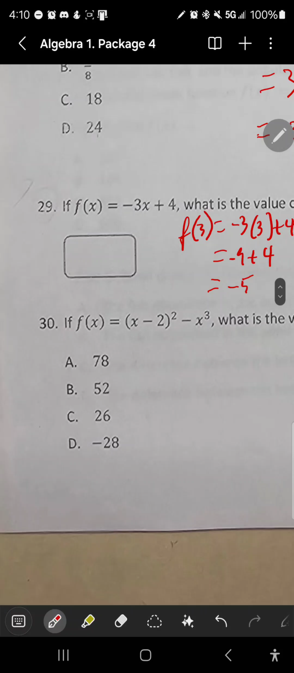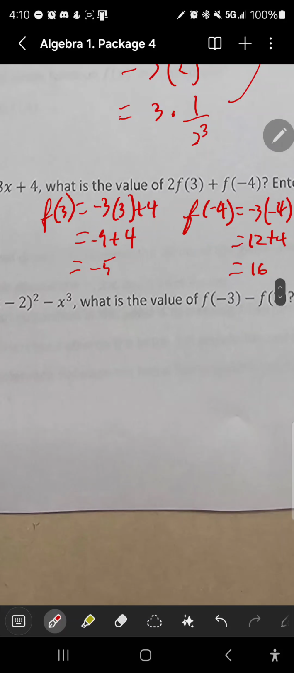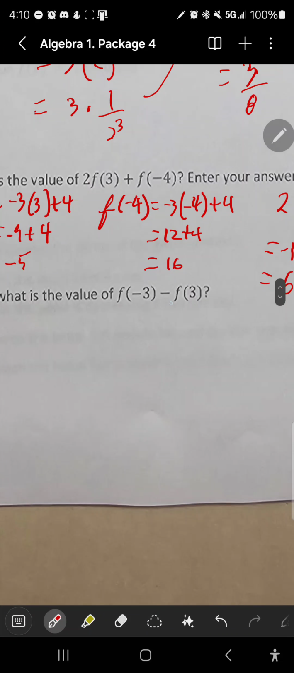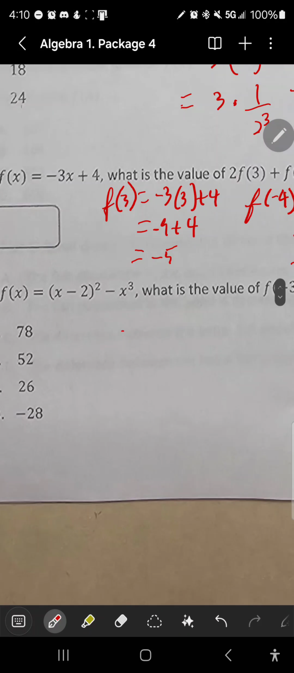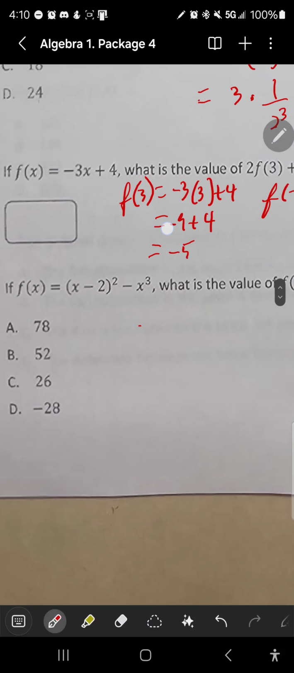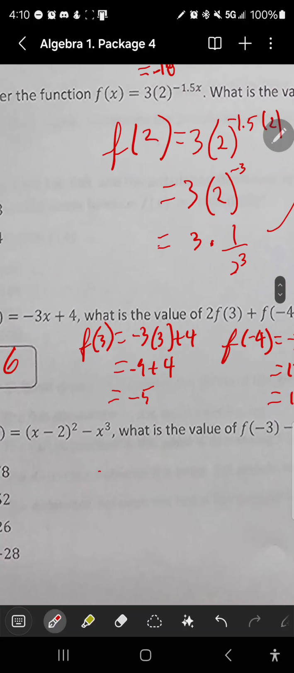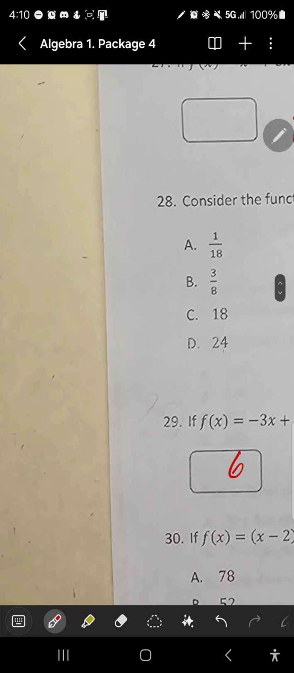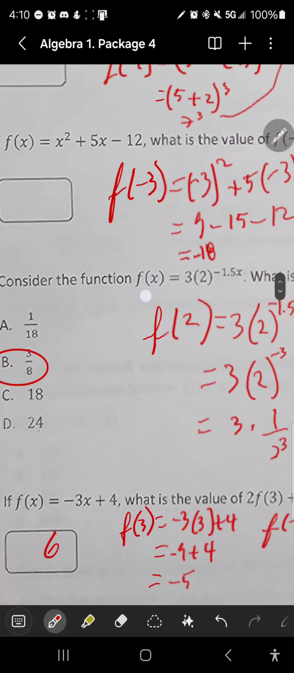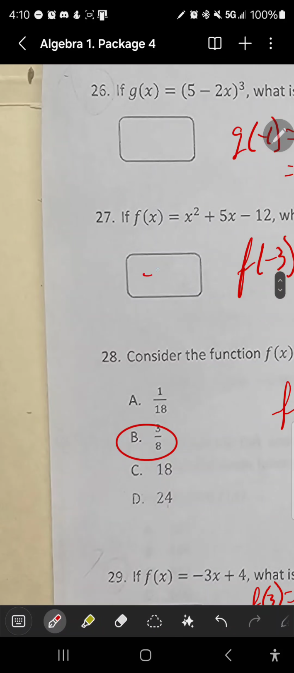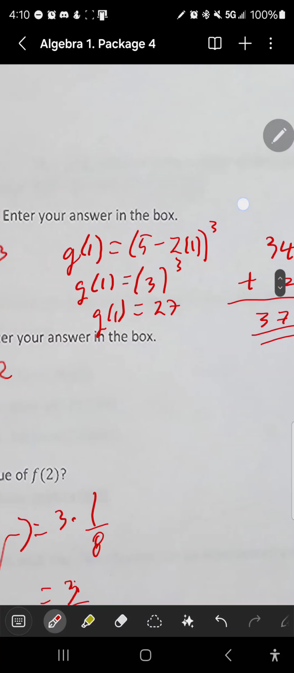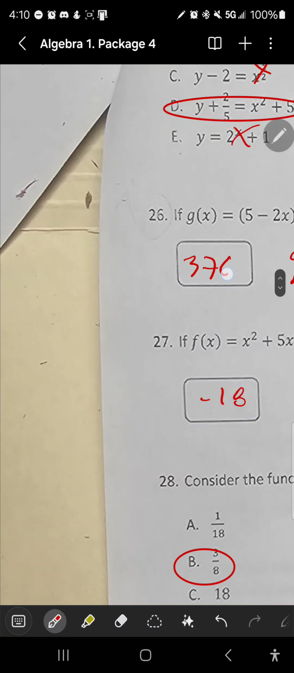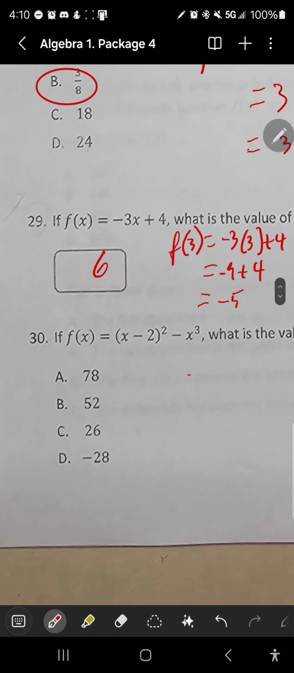Now, let's see the last one for today. So we have the equation. What is the value of f(-3) minus f(3)? Let me write the values here. So this is 6. Here I didn't mark the values. Let me do that. And here was negative 18. And here was 370.